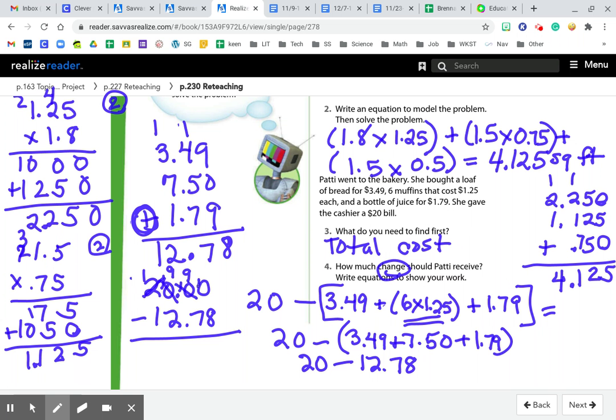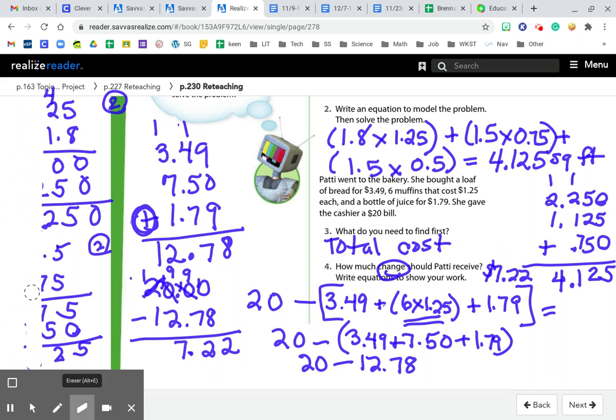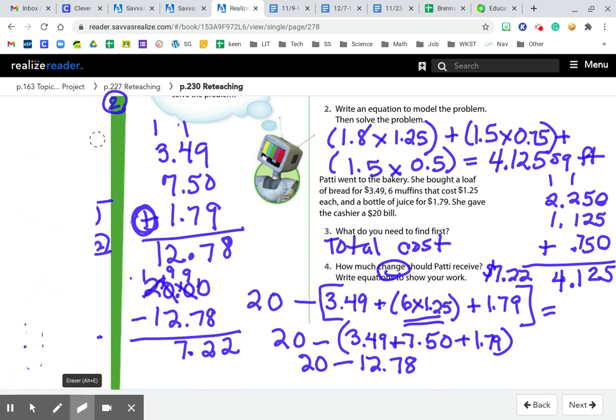So 10 minus 8 is 2. 9 minus 7 is 2. 9 minus 2 is 7. And 1 minus 1 is nothing. So in the end, her change would be $7.22. So we had to do all that work for that answer, but you can do it. Perseverance, do your work on paper, and make sure you're very neat and organized, and double check your numbers, double check your math, and you'll be fine.